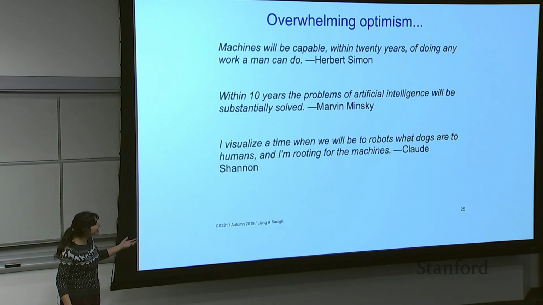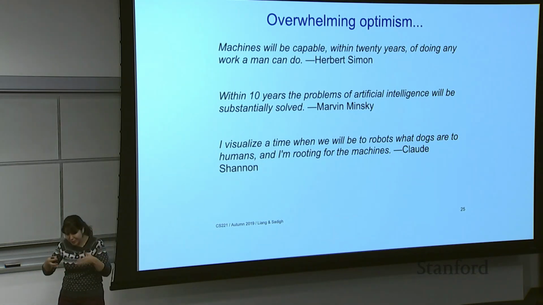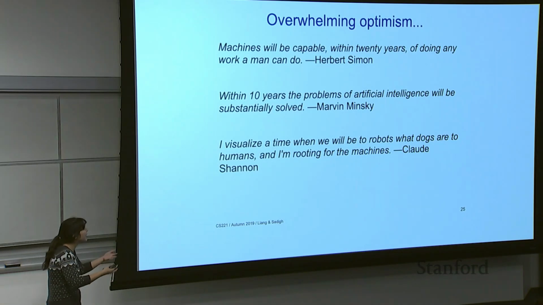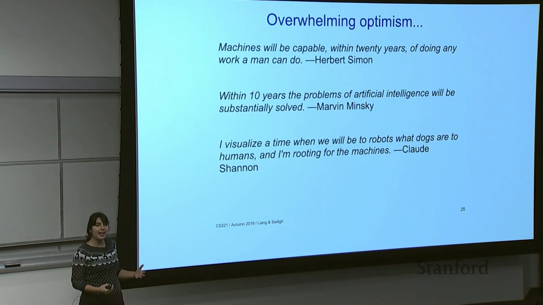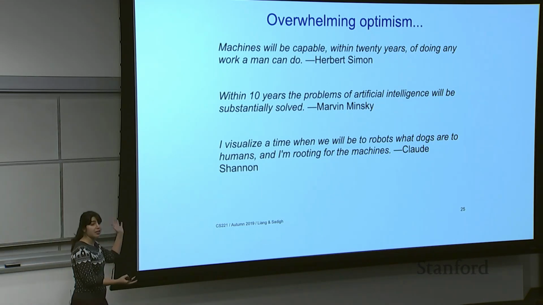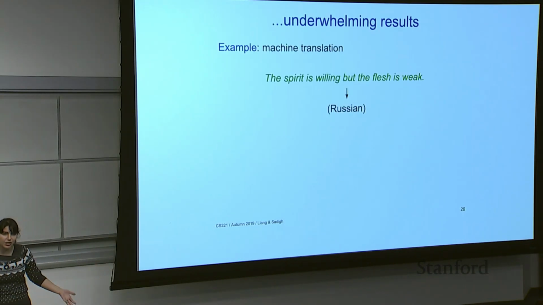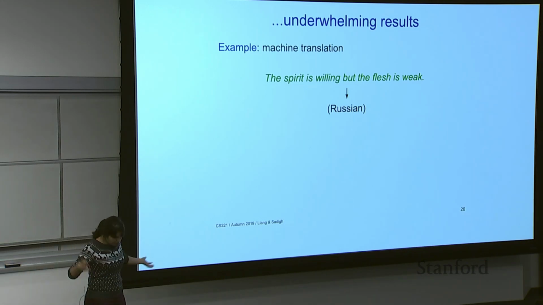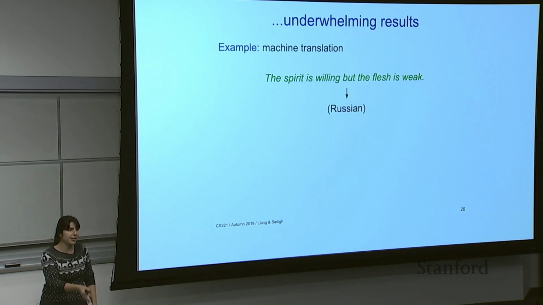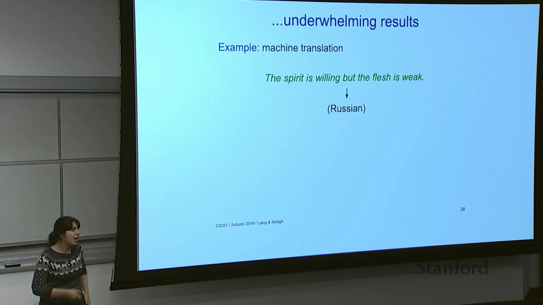But one thing to notice is these are not random people on the street. These are fathers of the field, people who were in it and had a lot of insight into what we can and can't do. It's interesting that even they had this overwhelming optimism, and it did not pan out. We started seeing really underwhelming results. There was lots of optimism, and the government came in and said, here's my money, go do stuff. The problem the government was really excited about was machine translation. They wanted to take Russian text and translate it.